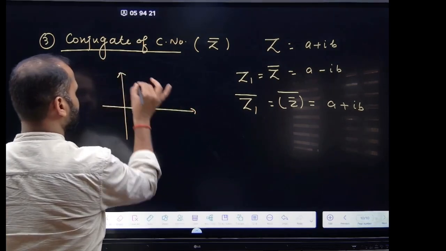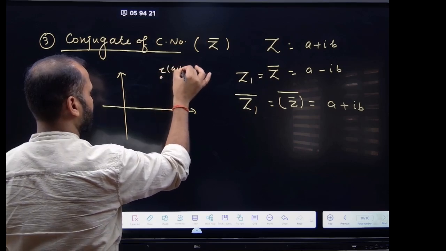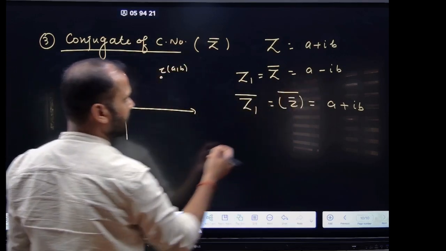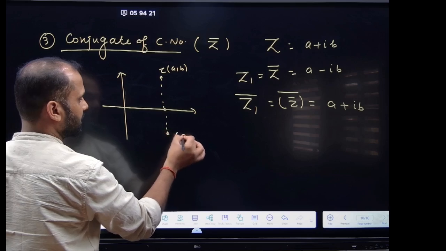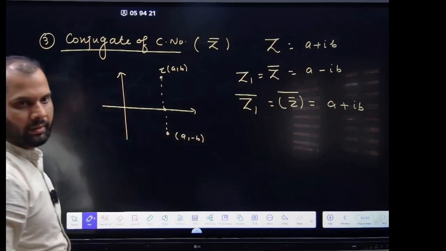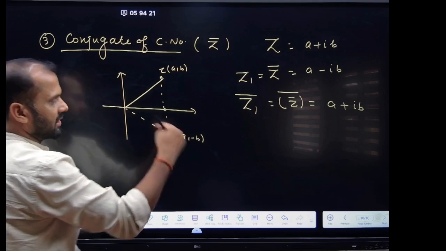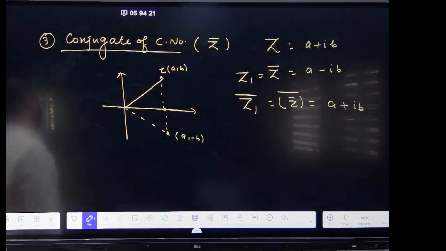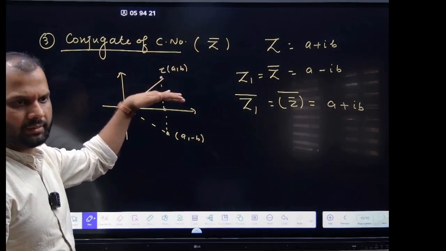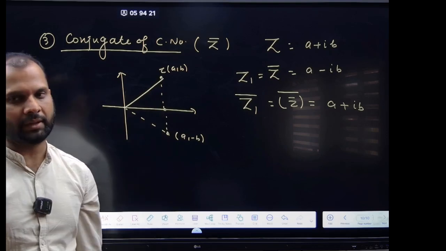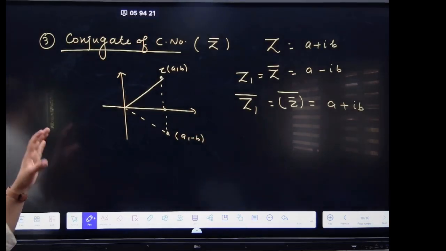Just see here, z means, you know, if I write z is equal to a plus ib, this is z, right? A comma b. What is z bar? A minus b, meaning the real part will remain positive, but the imaginary part will be negative. This point is called a minus b, fourth quadrant. So if z is this, z bar will be this one. So it is nothing but the mirror image with respect to the real axis of the complex number. That is why if you calculate z bar again, it will be the same point. I hope you are getting it.